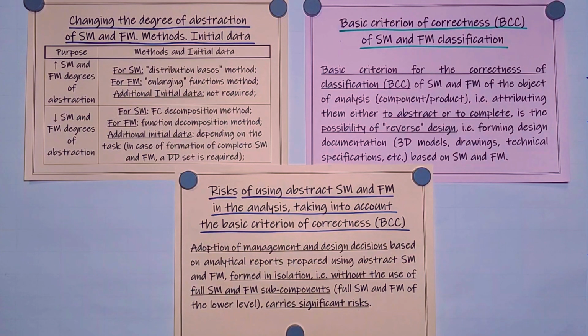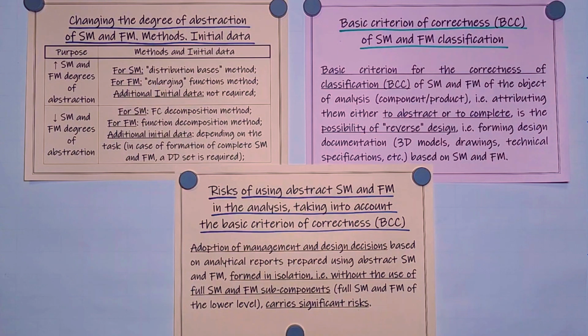The work on the formation of complete or simplified structural and functional models as part of the design department will be carried out either by a type 1 cost engineer, or by a value design engineering unit as part of the design department that has type 1 and type 2 cost engineers in its composition.